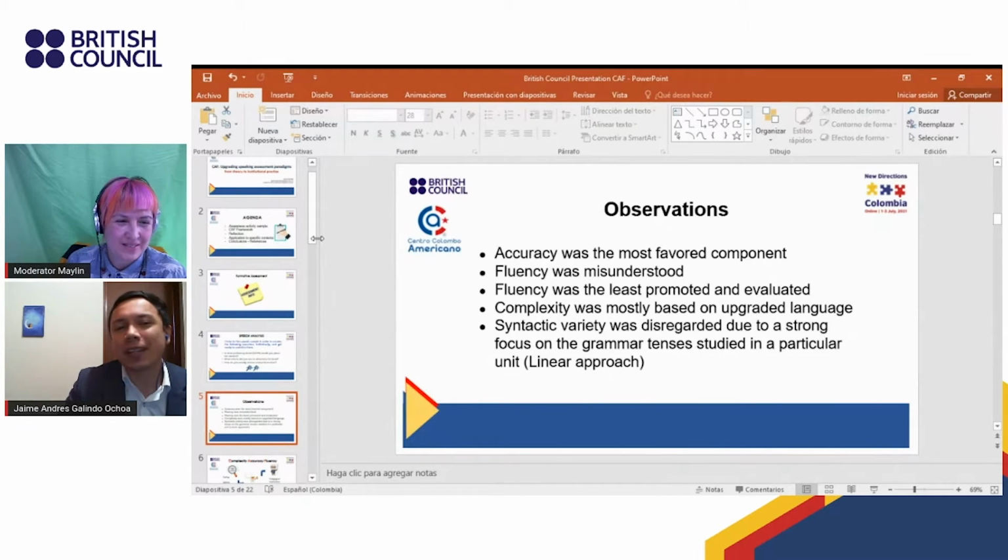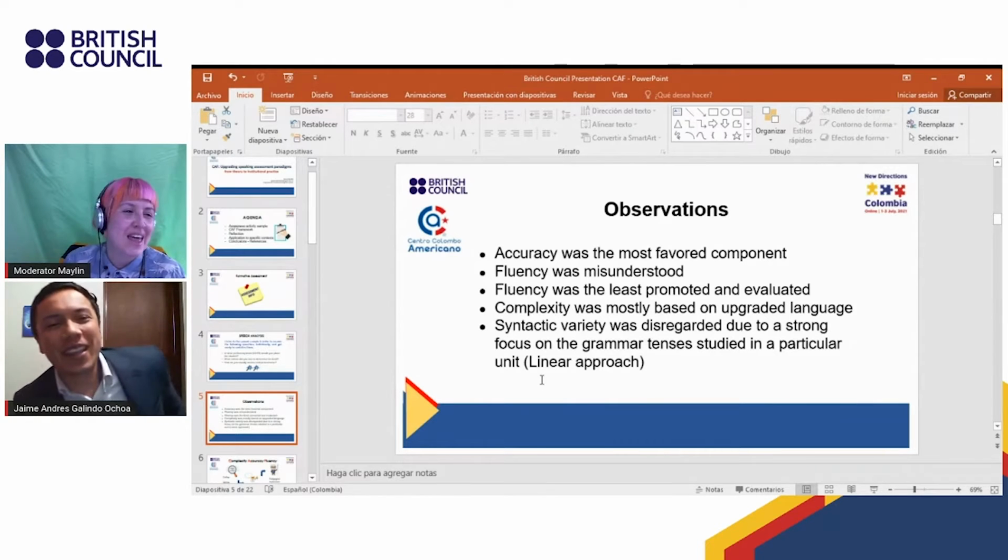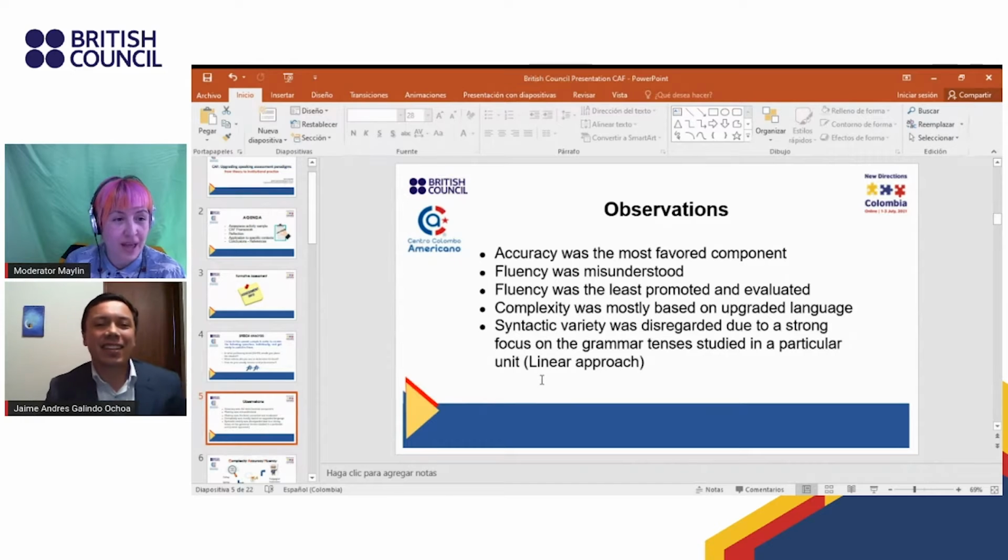What slide do you see currently? Observations. Accuracy was the most favored component. Fluency was misunderstood. If it's okay, I will continue like that, because I click full screen and it doesn't go full screen and I'm not sure what's going on. Go ahead. If everyone agrees, let's continue. In the meantime, I'll ask around. Is that okay, Jaime? Let me know, please. It's okay if you interrupt me, because I'm not watching the chat right now, I'm just watching the presentation.